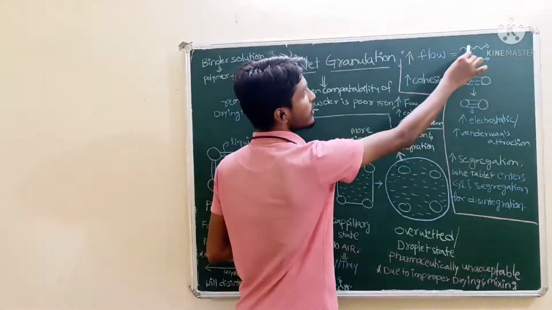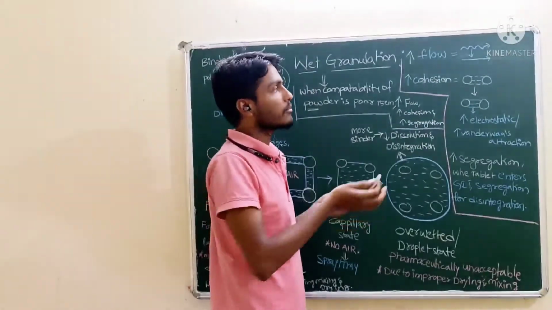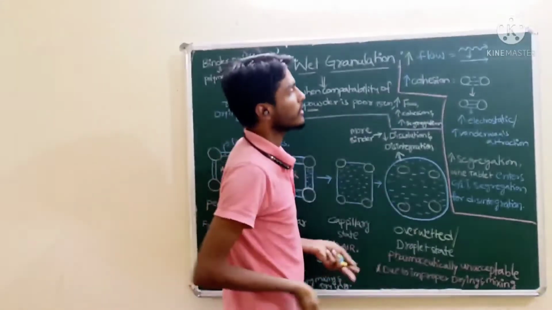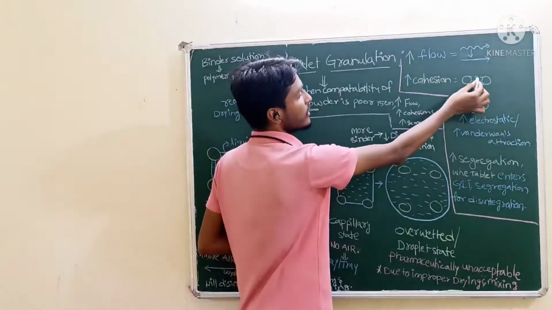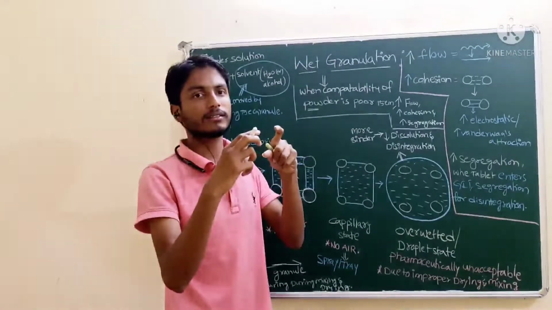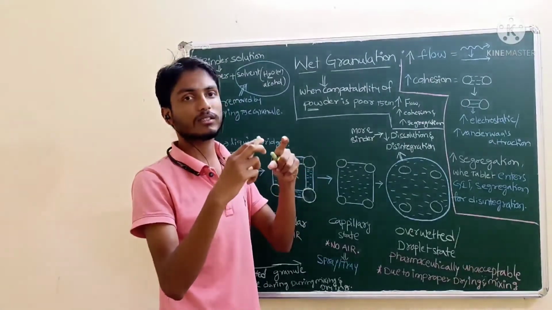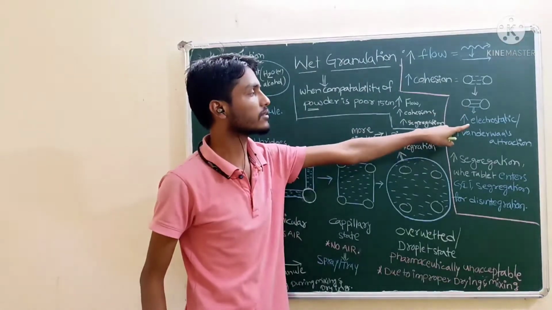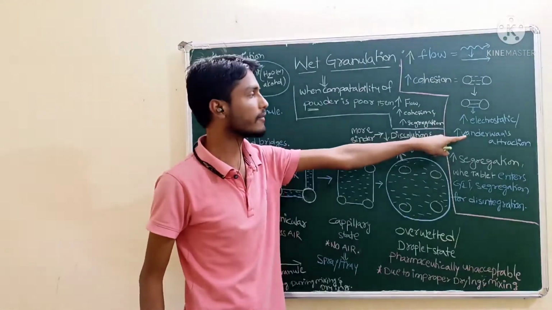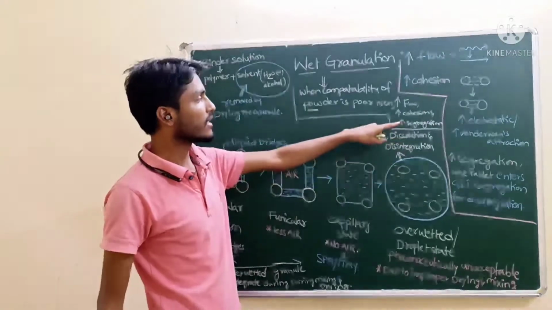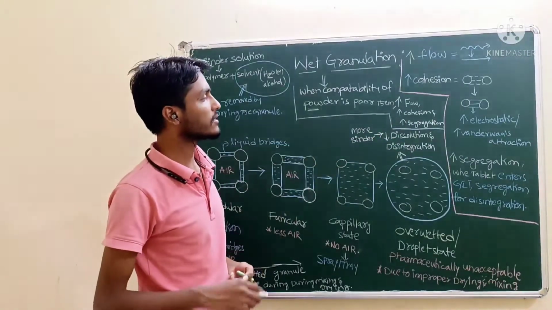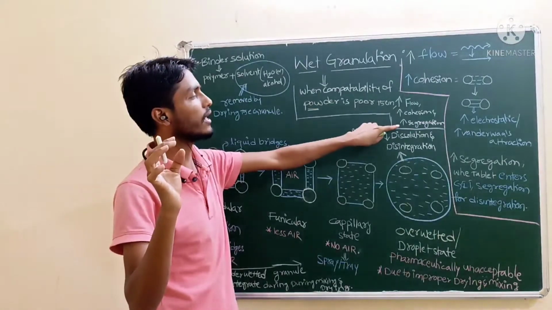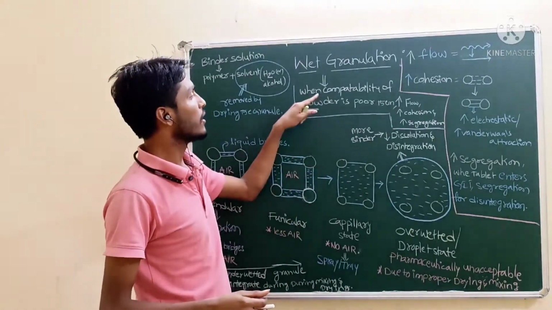Flow means the particles are not moving properly, so we need to increase the flow. Next, cohesion: the attractive forces between two particles are weak. We need to make strong attractive forces by increasing the electrostatic and van der Waals attractions. Next, increase the segregation. So we need to increase the flow, the cohesion, and the segregation.